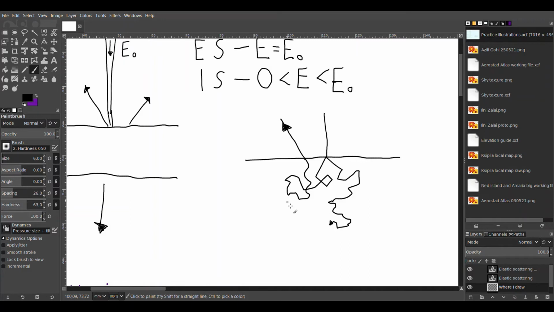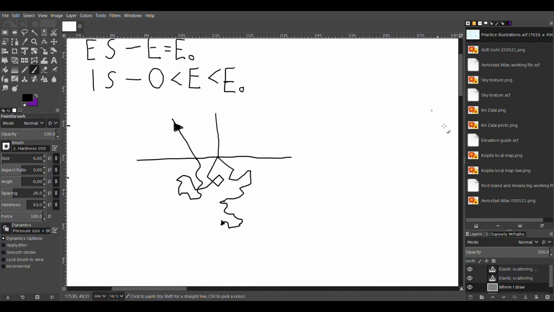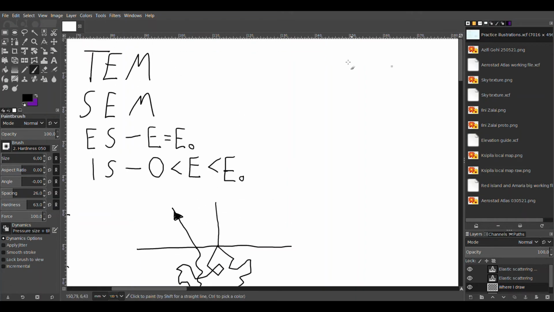Something I should note is that maybe I should talk a bit about the electron. Electrons have wave properties. They have wave properties and particle properties.